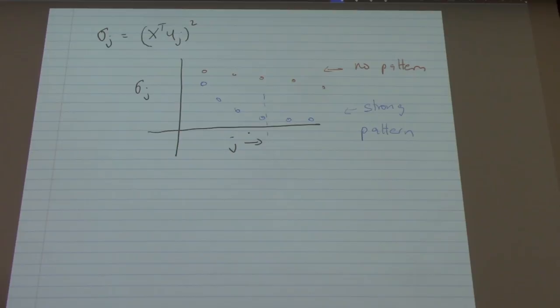Yes? Capital X is all, well, all set of points here. This is one point. X is a single point. I'm saying look at the energy, take any point, right? And look at how its energy gets distributed along the different dimensions you've projected. Okay. So there'll be one of these lines for each point, right?